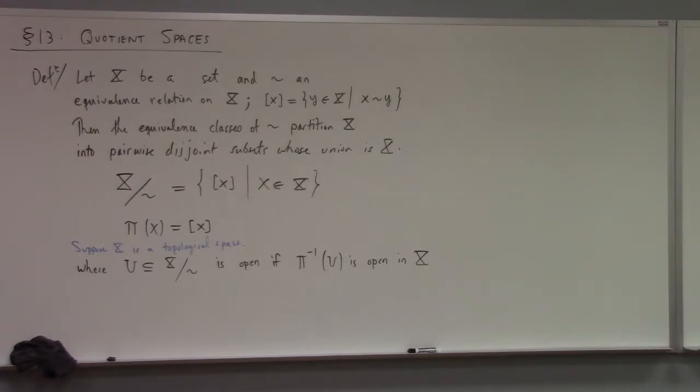Preserves unions, and what else? Intersections. He says the quotient topology is indeed a topology. So by the properties of functions and inverse functions I wrote on the board the other day, apply those to pi. Pi is a function, so its inverse image preserves unions and intersections, right?